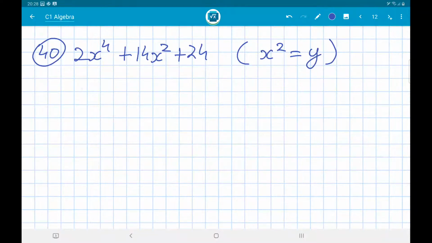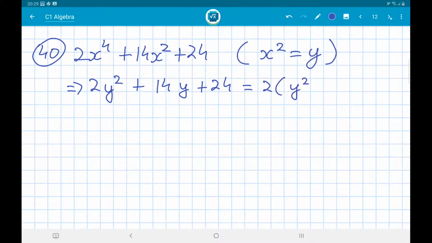So if we do that, we can then easily say 2y squared plus 14y plus 24. And bear in mind that this could be any alphabet. It could be y, x, z. It's a variable. So we're saying x squared has a variable value of y. And there's another interesting thing we can do: if we take out a common factor of 2, it would leave us with 2 times y squared plus 7y plus 12. So that becomes much easier to work with.